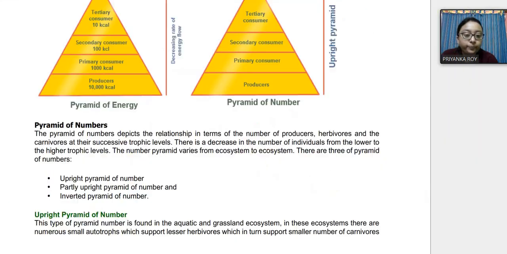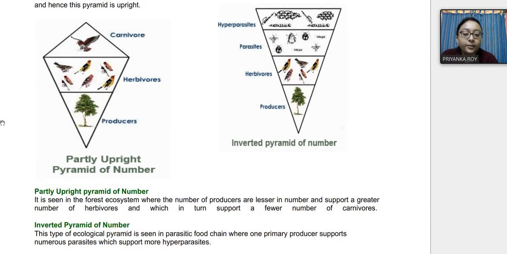Next comes the partly upright. Here you can see there is a producer, that means a single tree, and the number of herbivores, small birds, is quite large. So the base is broad, and as it goes up, it becomes narrower. Then when there is a single carnivore like a hawk, an owl, or an eagle, it will feed on these herbivores, these little birds. So this apex predator is again small in number. So once again the pyramid is narrowing. So it is called a partly upright pyramid of numbers.